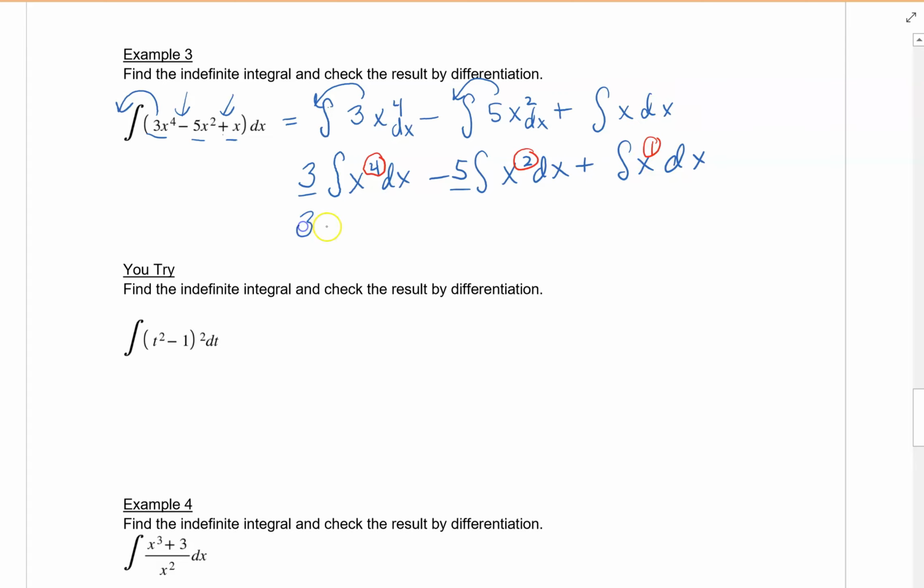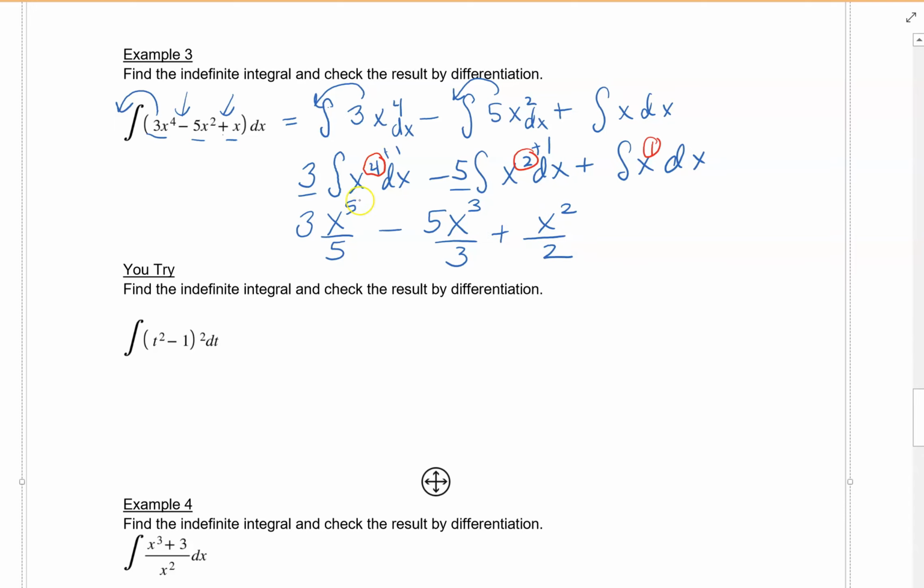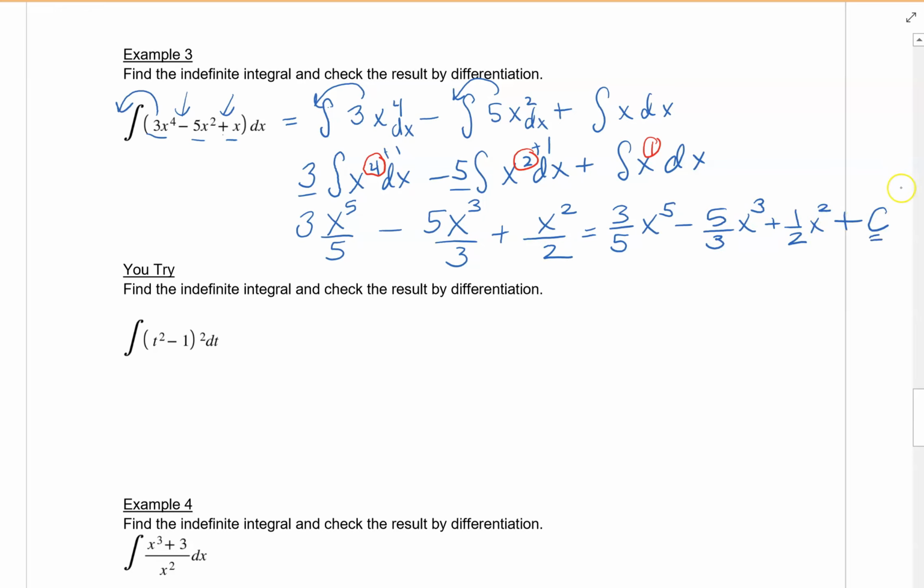So this will be 3 times x to the 5th over 5 minus 5 times x to the 3rd over 3, right? And I'm adding 1 to the power and then dividing by that number, and then plus x squared over 2. So you always end up dividing by the power plus 1. So then if I simplify that a little bit, it's 3/5 x to the 5th minus 5/3 x cubed plus 1/2 x squared plus, don't forget to add c, constant of integration.